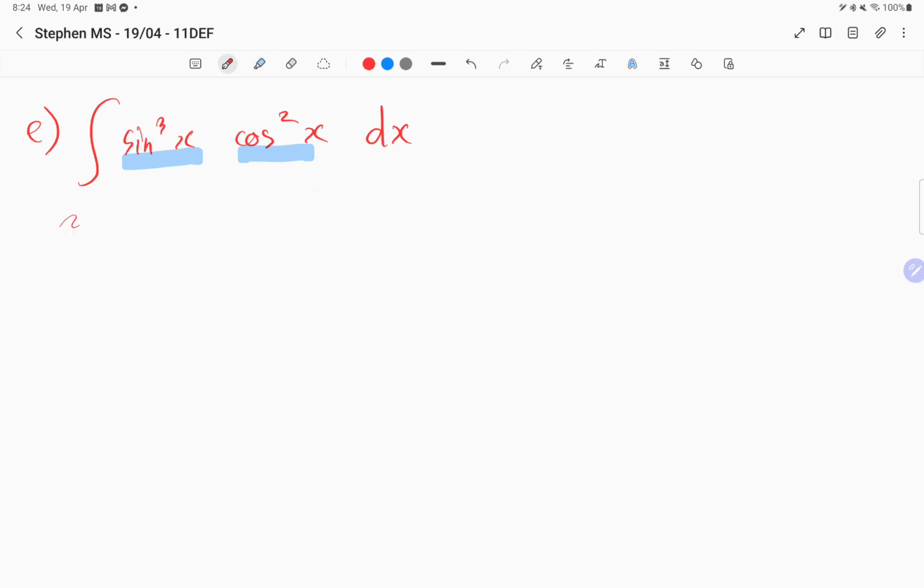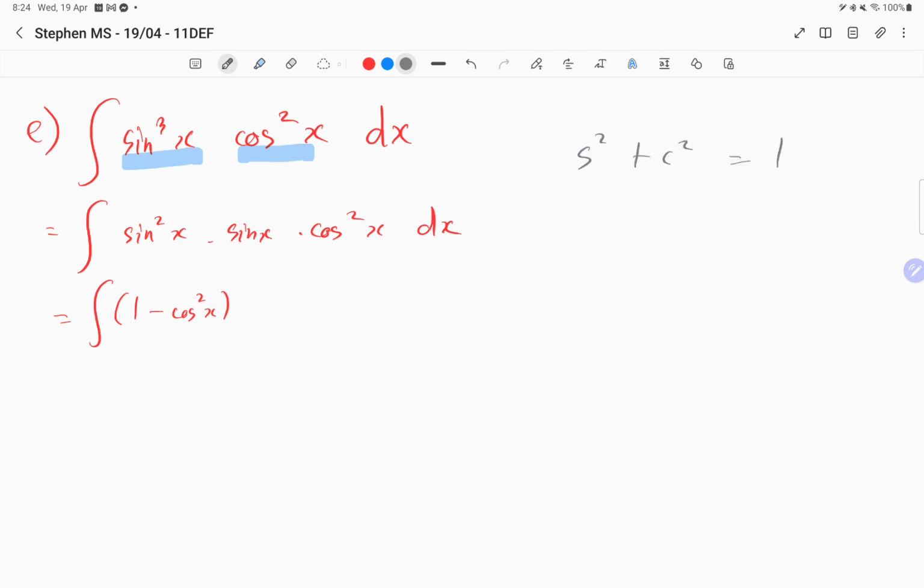Yeah, you're on the right track. You split that into this. That's right. And then sine squared x turns into 1 minus cos squared x. Yeah, the identity, you swap the sides: sine squared plus cos squared equals 1. So that's the identity, and then that will be times sine x times cos squared x dx.